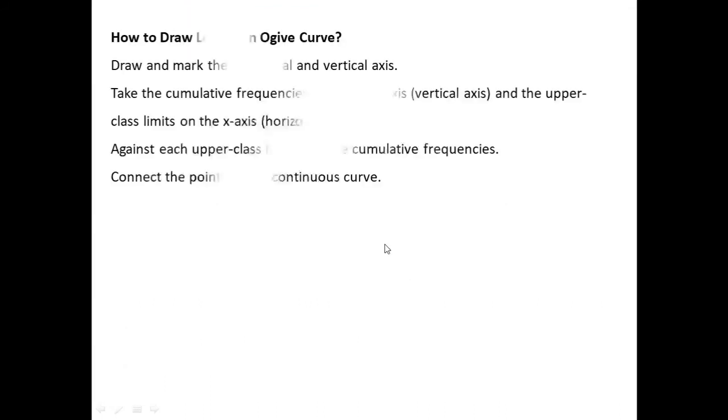Now let's understand how to draw less than ogive curve. For drawing that, draw and mark the horizontal and vertical axis. Take the cumulative frequencies along the y-axis or vertical axis and the upper class limit on the x-axis or horizontal axis. Against each upper class limit, plot the cumulative frequency. Connect the points with a continuous curve.